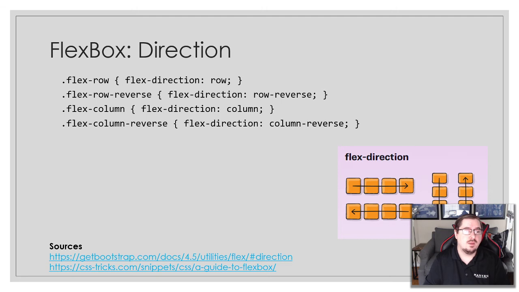Okay. Next up are the classes that you can use to set the direction of your flexbox. So you can say flex-row will set it to be horizontal. Flex-row-reverse will also set it to be horizontal, but in the reverse order. Flex-column will set your box to be arranged vertically, and then flex-column-reverse will set it again vertically, but the items arranged from the bottom to the top instead of the top to the bottom.